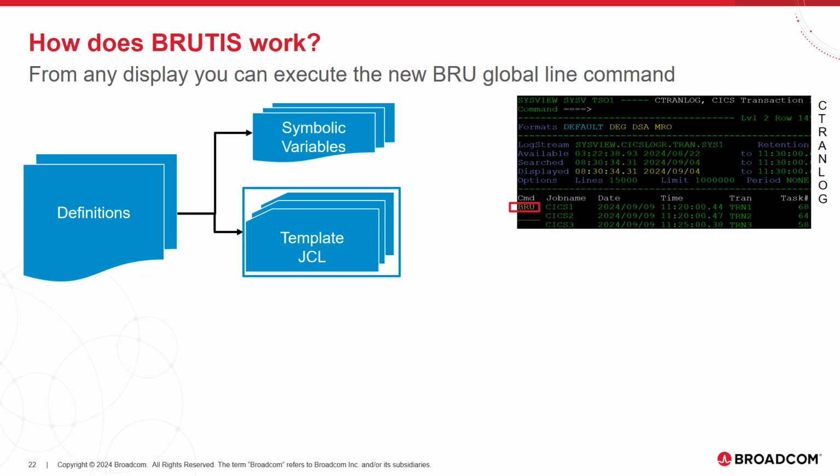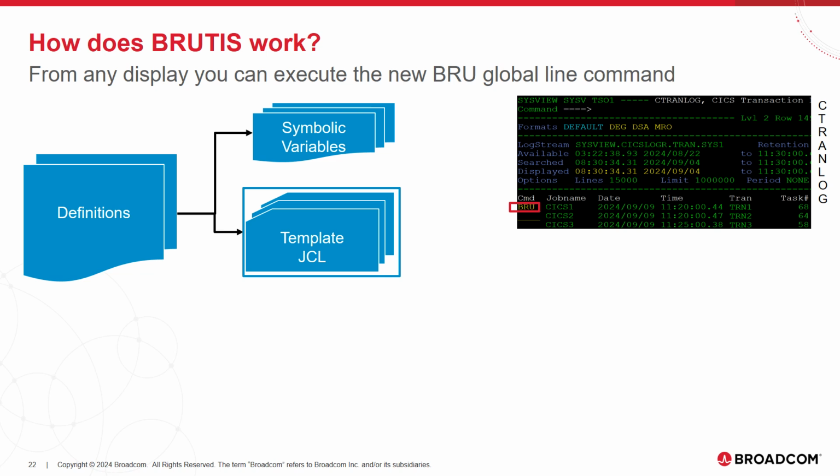Let's start with a CTRAN log display. Perhaps you're using it to see how a transaction performed, but now you need to understand if the transaction's behavior is normal or not. One way to do this is to run a report writer report against the CICS transaction detail SMF records stored in the CICS transaction log stream.